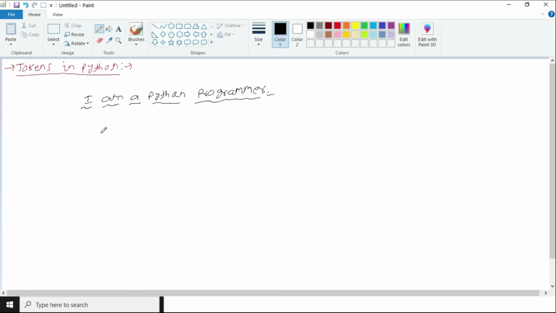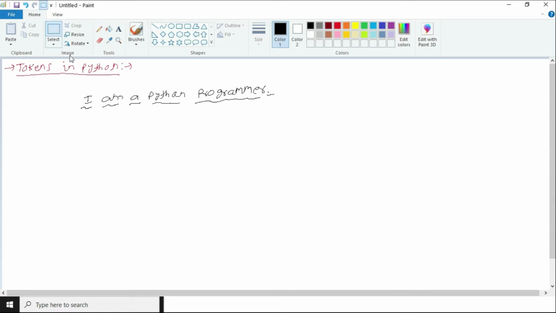So every sentence in all languages is created of tokens. And tokens are made up of characters. Tokens are made up of character sets, and a program is made up of tokens. Like the token "am" is made up of two characters, A and M. In a similar way, in Python we have multiple tokens, multiple individual units, used to create a Python program.